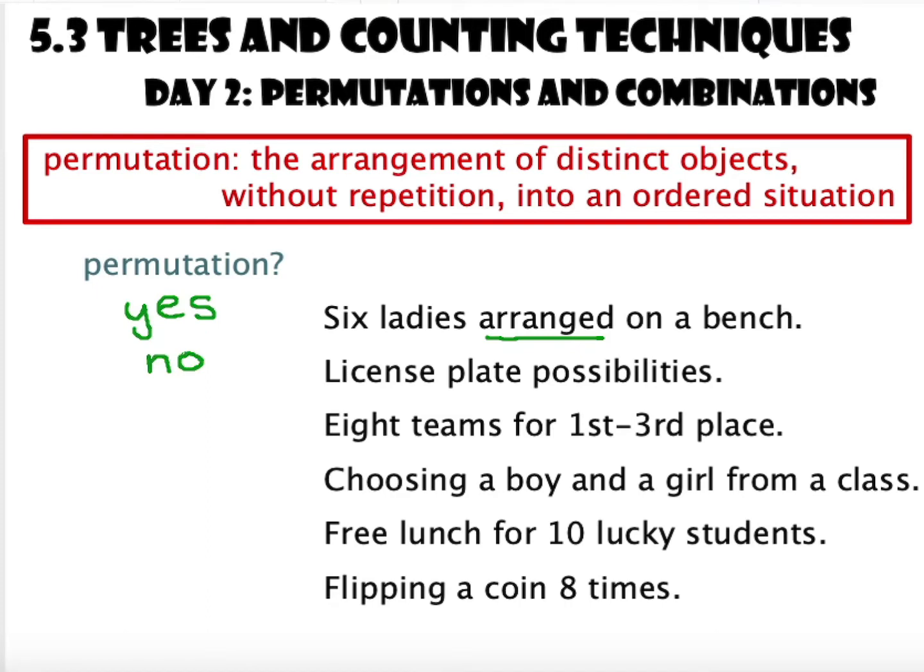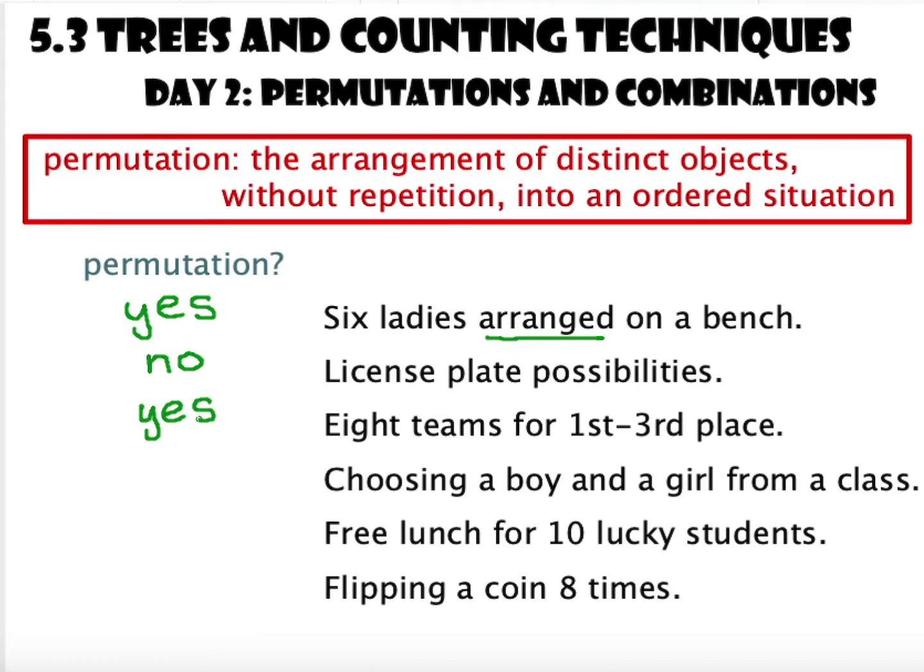8 teams for first through third place. Well, they will be distinct teams. We won't have repetition of teams. A team can't have first and second place. And I would say the order matters. It matters whether you have first or second or third. Those are important distinctions. So I would say yes, that would be a good example of a permutation where the order that you place definitely matters.